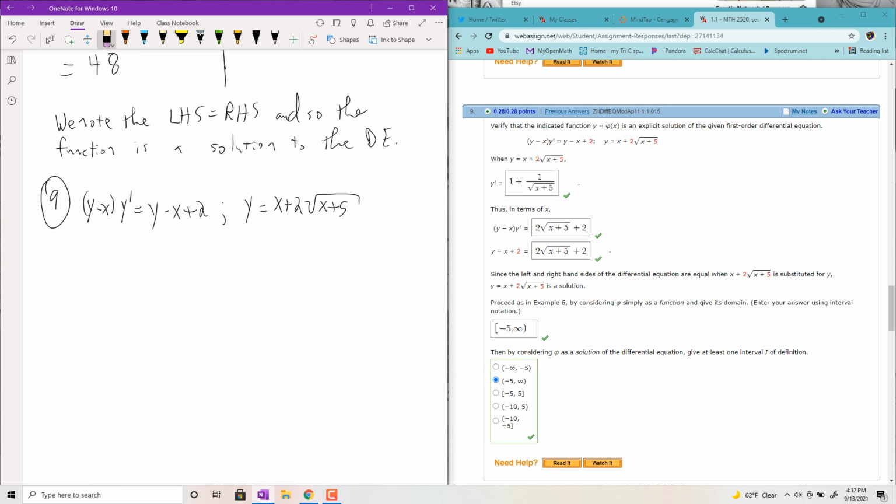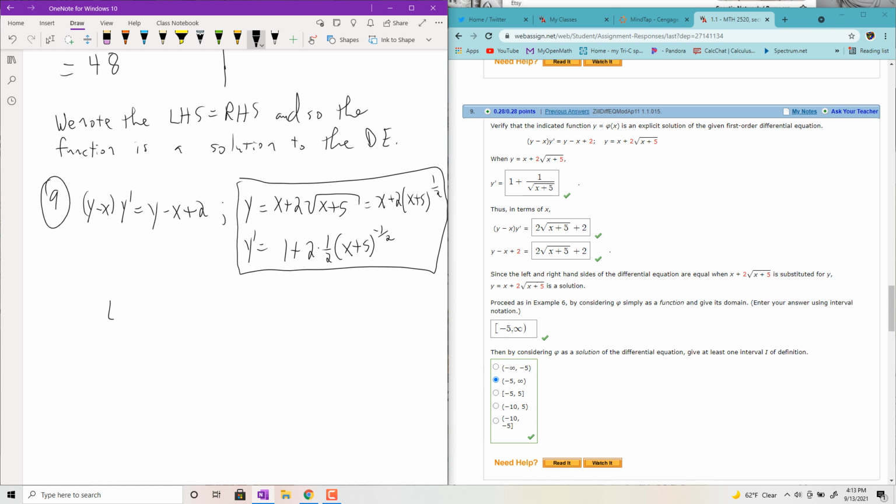If I need you to show that it satisfies the differential equation, you'll have to get the derivative here. So y prime. Let me rewrite this first before I do the derivative. It's x plus 2 times x plus 5 to the 1/2. So y prime is 1 plus 2 times the power rule, bring down the 1/2, and you've got x plus 5 to the negative 1/2. And so we can then work accordingly, showing it satisfies the differential equation. So this would be a left-hand side, right-hand side scenario.